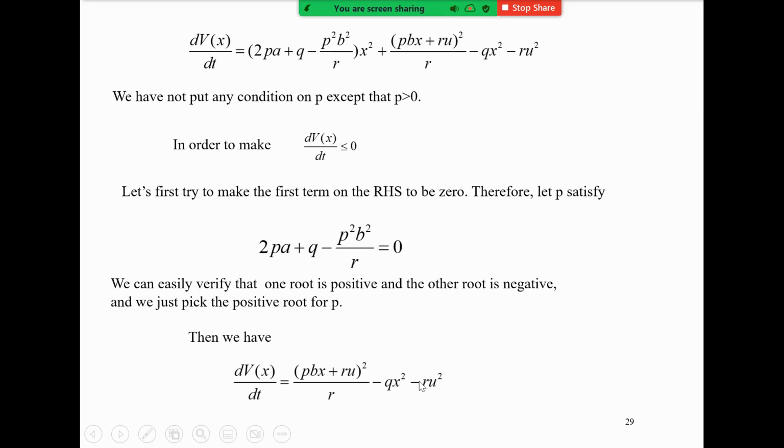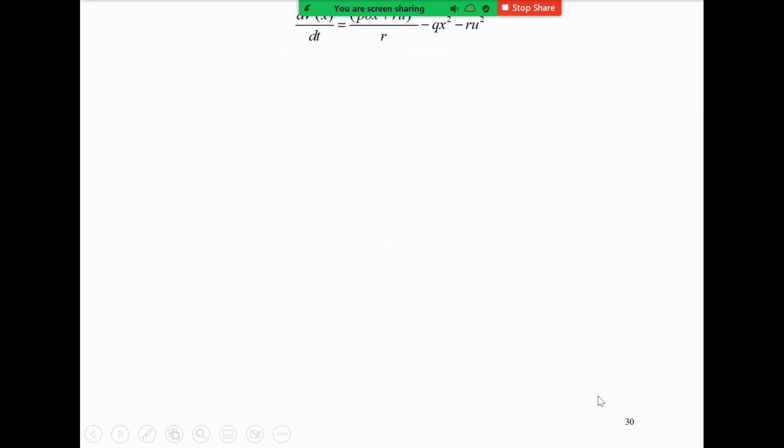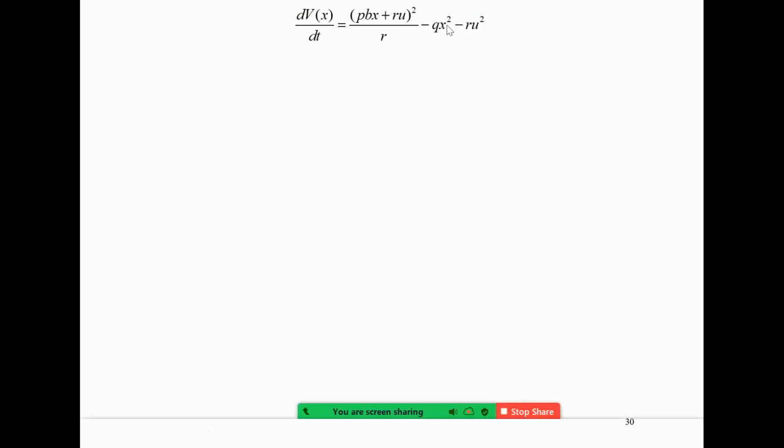This is what's left in the expression of the change rate of v. Okay, any questions? So now we design that p to take care of one term. Now let's move on. After this, we have the change rate of this v. Here we have those terms related to the cost function.